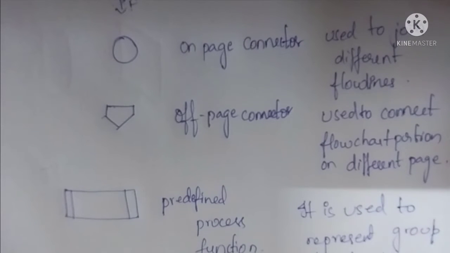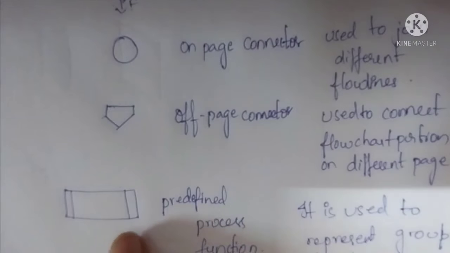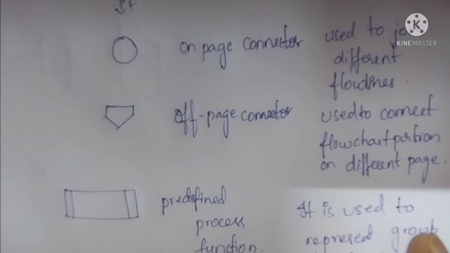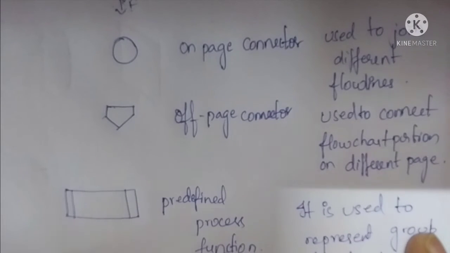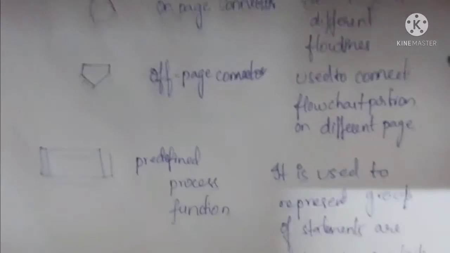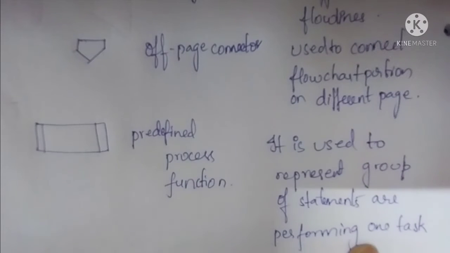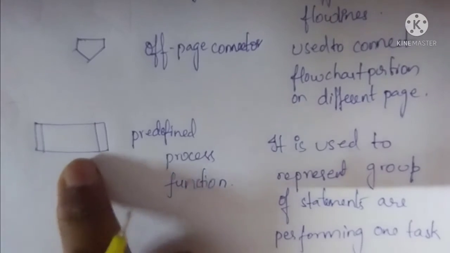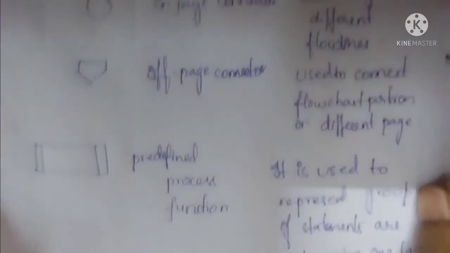So this predefined process function is nothing but a group of statements, meaning all the predefined function process statements are grouped together to perform one specific task. So at those situations you need to use this particular symbol. So these are the symbols we are using in the flowchart. Let me explain once again.